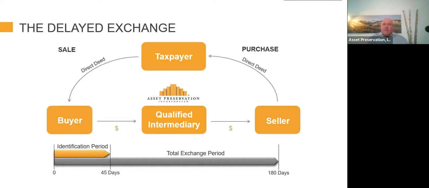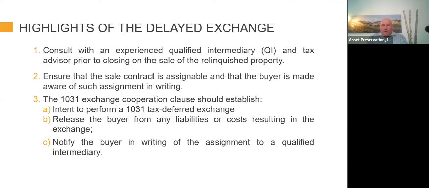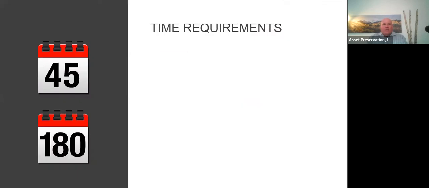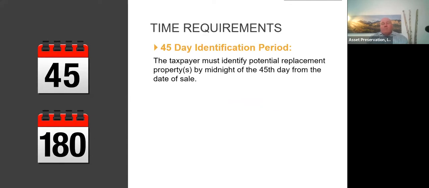Now you'll see the timeline at the bottom. So let's clarify a few things. Day 0 is when the property closes. It's not when you're under contract, it's your closing date. So if you're working with First Integrity Title, you close it, that's day 0. You have 45 calendar days to identify property that you want to buy. So we call that the identification period. So it's day 0. You have until midnight of the 45th day to identify property that you want to buy.